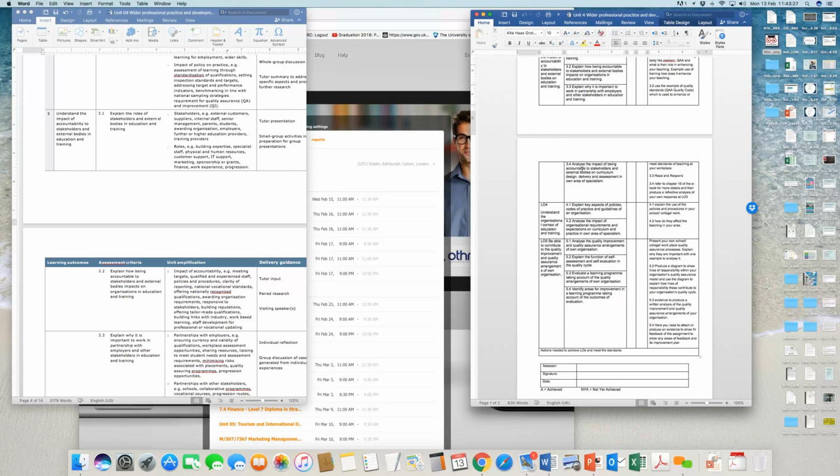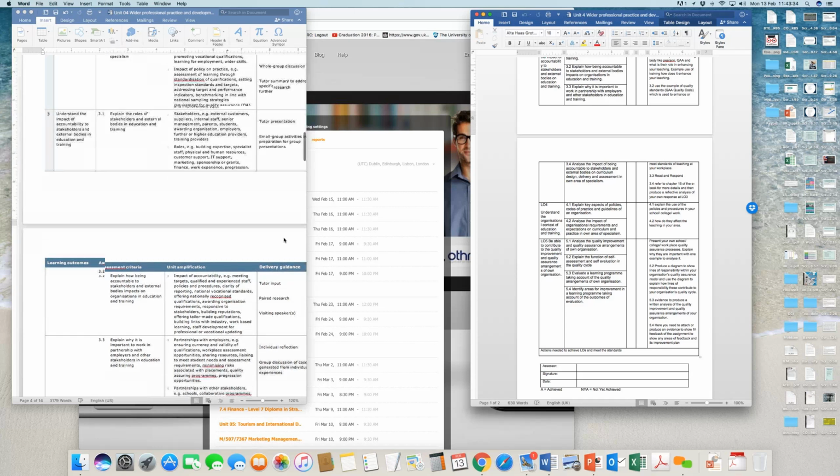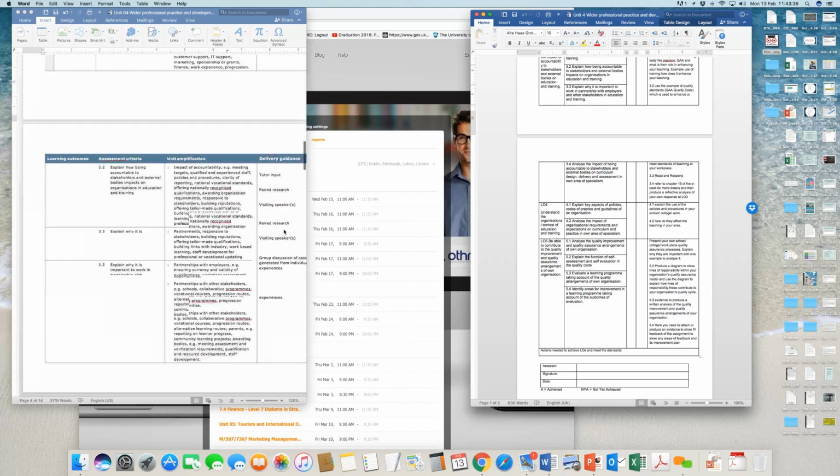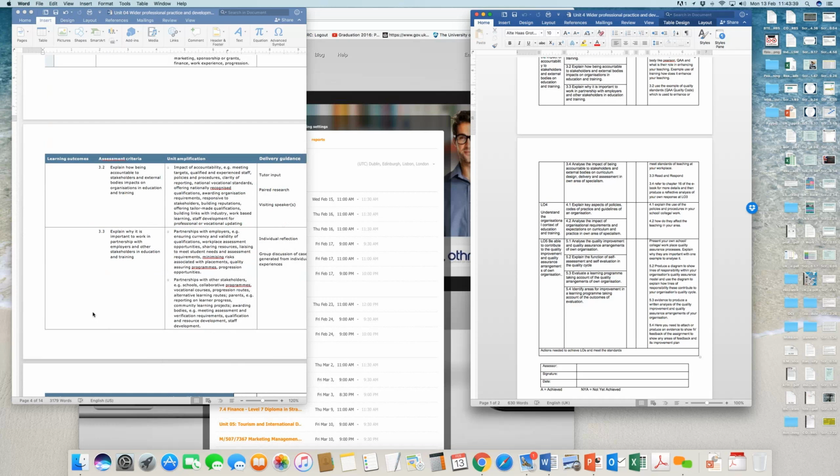Now, again, 3.3 is if you work in partnership with employers and other stakeholders. Are you in a position to do that? Are you in a position to have experience of that?